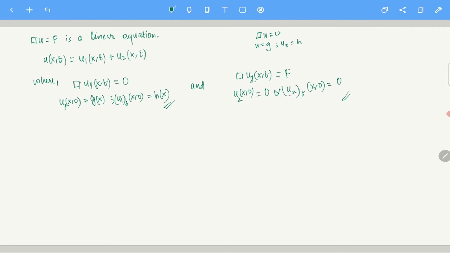So we broke it up into two parts. Now, what about the first part? Let's say this is your 5 and that's your 6. The 5 part you already know. This is a homogeneous wave equation. We know what to do with this. Plus, this is an inhomogeneous wave equation.